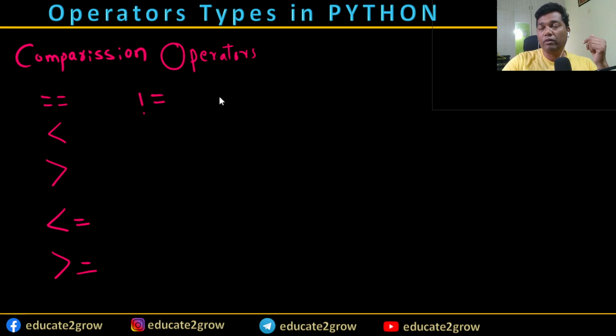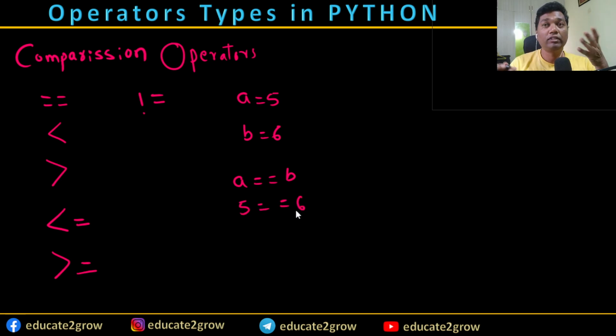So for example, if you take a equals 5, b equals 6, and I put a equals equals b, now it is 5 equals 6. The answer is wrong. It compares 5 and 6. These are the operators, and if the comparison does not hold, then it results in false, something like that.